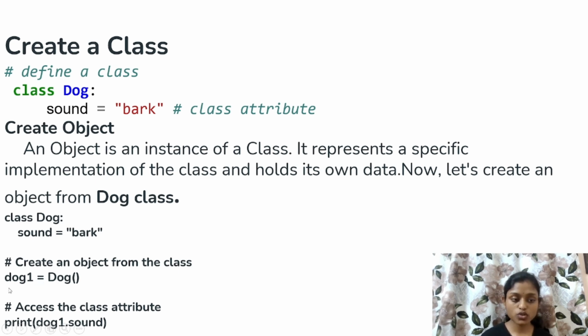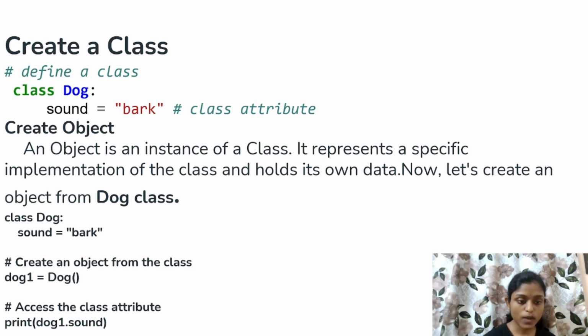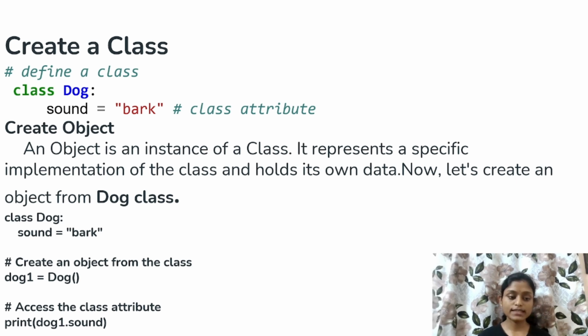The syntax of this is object equals class parenthesis. And for accessing anything, we commonly use the dot operator. I use this to access the class attributes. To access the attributes of an object, we have to use the dot operator. Here I used dog1 dot sound.